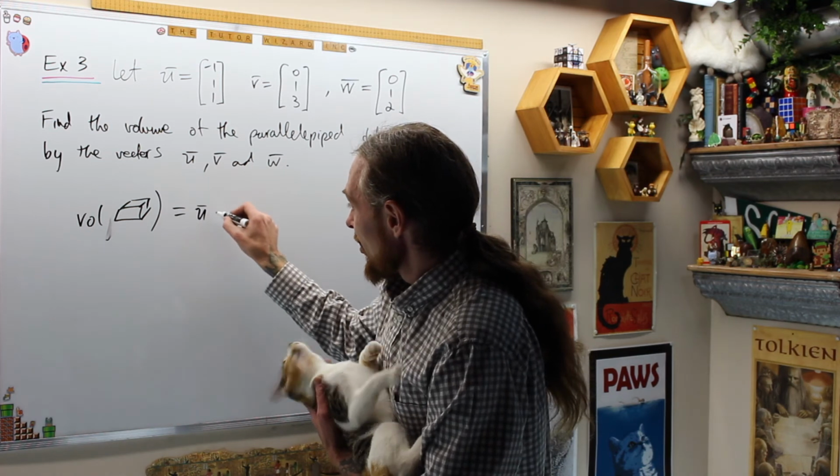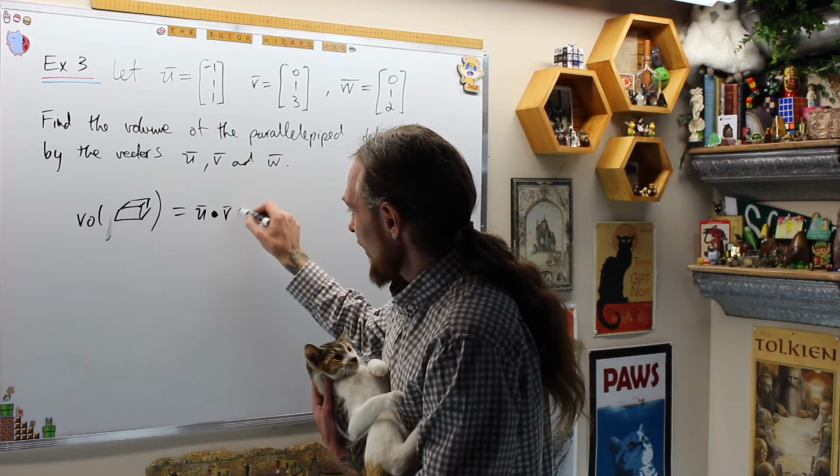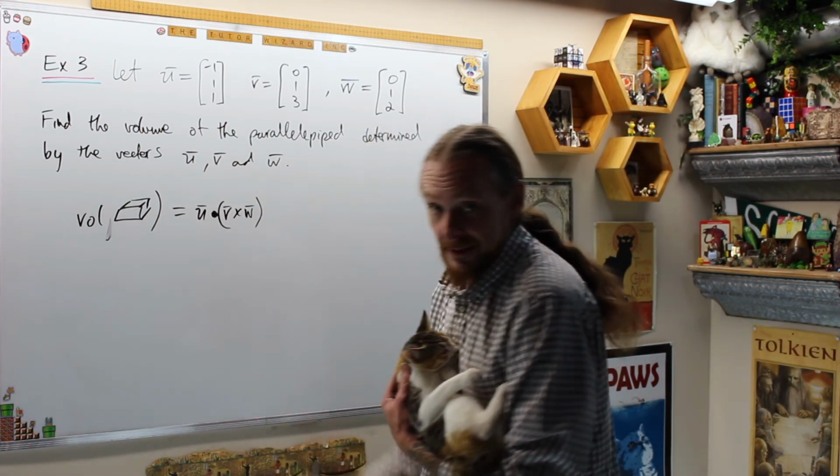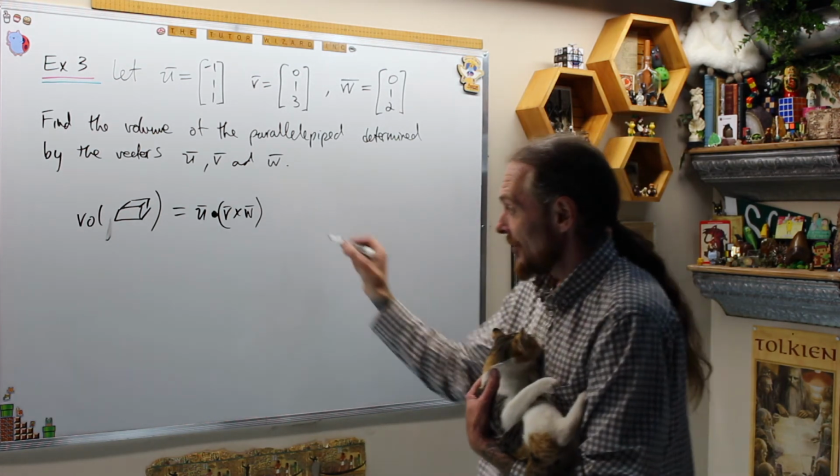This is going to be u dot product v cross w, the scalar triple product. And then how do we actually compute this?